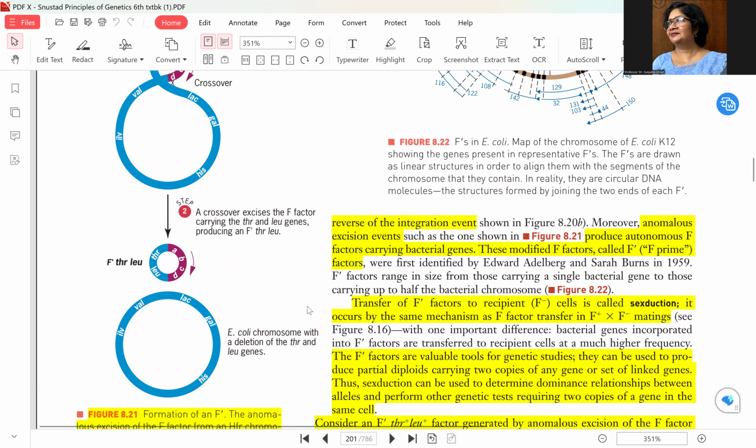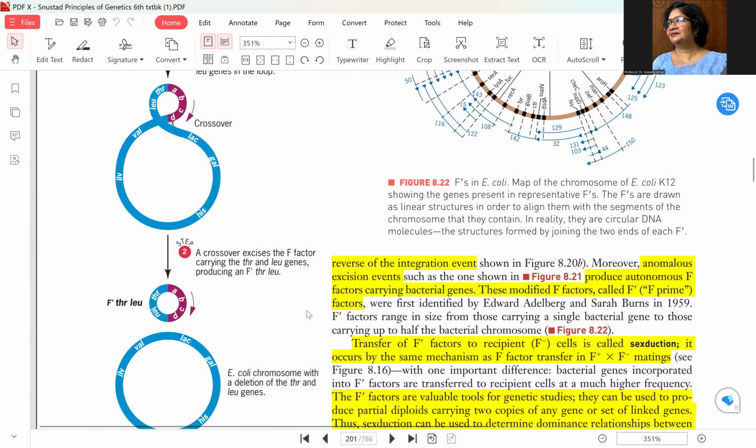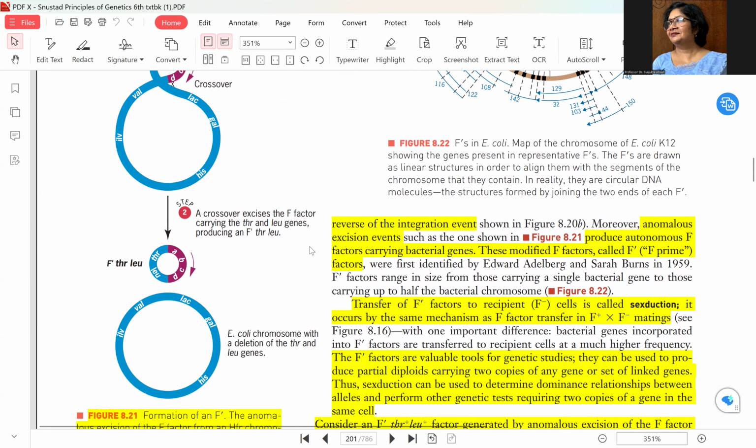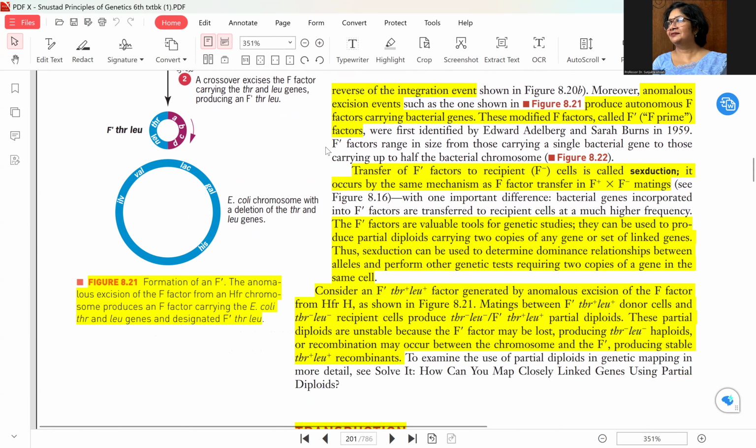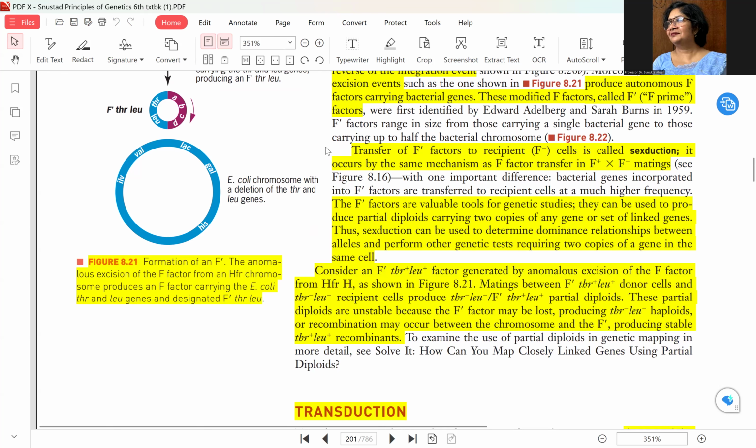So when that happens, the F factor makes a mistake, and recombination causes some bacterial genes to be present in the F factor, whereas some parts of the F factor may be missing, or the whole F factor may be there, but because of a mistake in the excision process, some bacterial genes may also be there. Such a factor, which carries the F factor along with some bacterial sequences, is known as an F prime factor. So the F prime factor contains the F factor plus bacterial sequences.